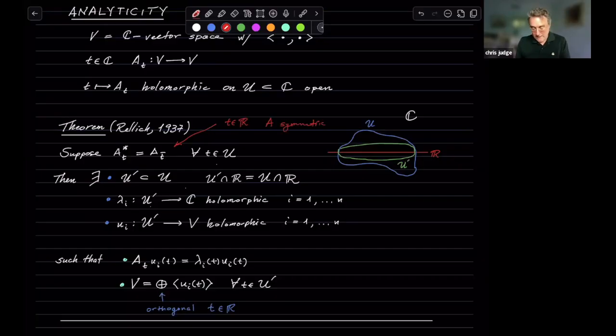Okay. And of course, eigenvectors from different eigenspaces are orthogonal if you're in the symmetric case. So that's the basic statement.